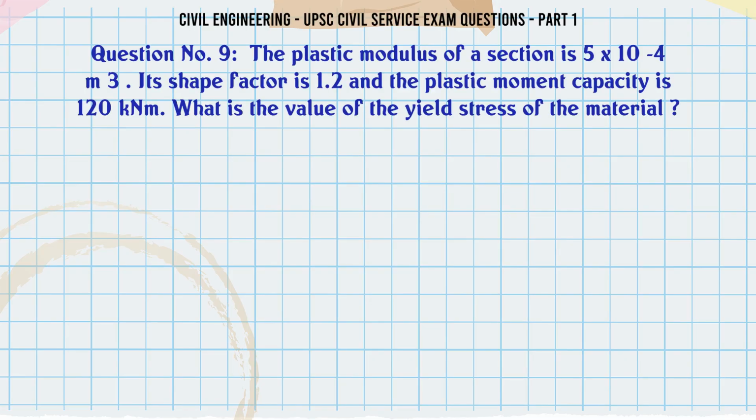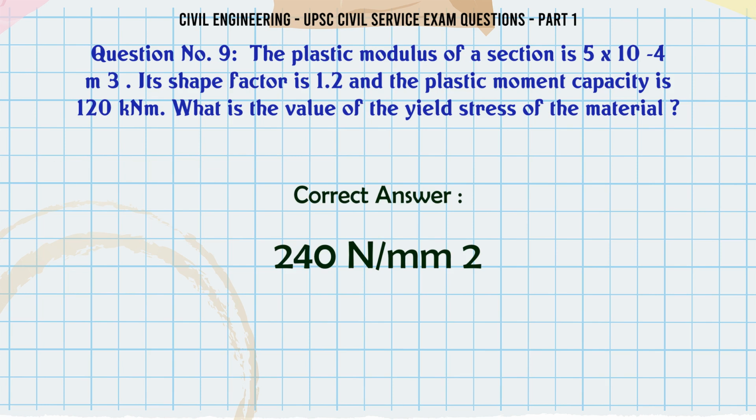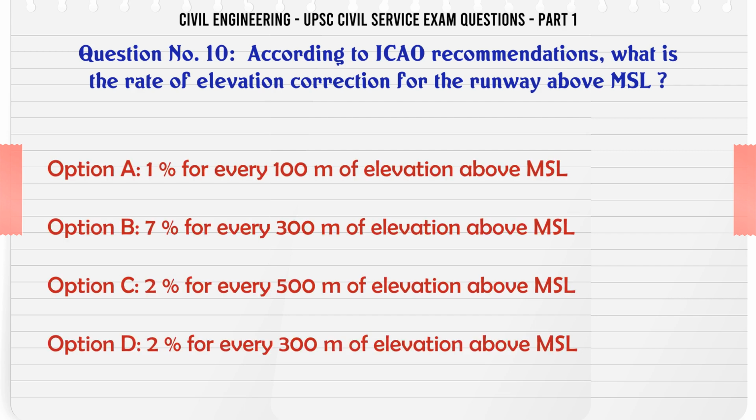The plastic modulus of a section is 5x10⁴ m³. Its shape factor is 1.2 and the plastic moment capacity is 120 kN. What is the value of the yield stress of the material? A. 100 N/mm². B. 200 N/mm². C. 240 N/mm². D. 288 N/mm². The correct answer is 240 N/mm².